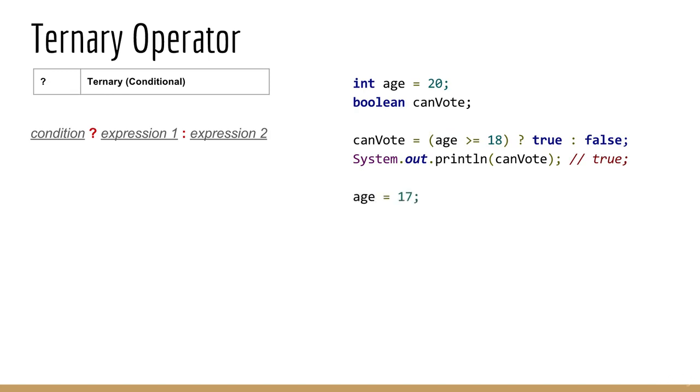Let's check another person's age. This time it is 17. Now if we write the same code, we will see the output as false.